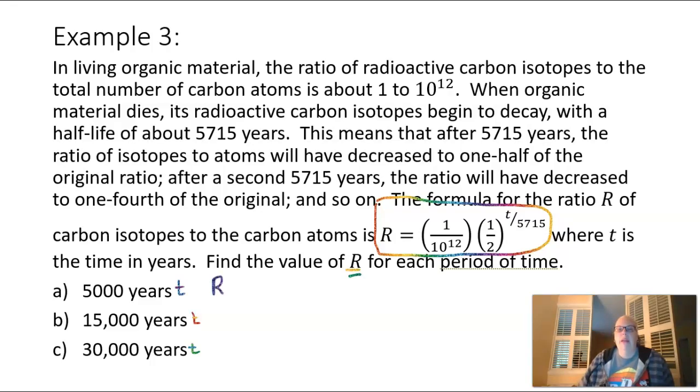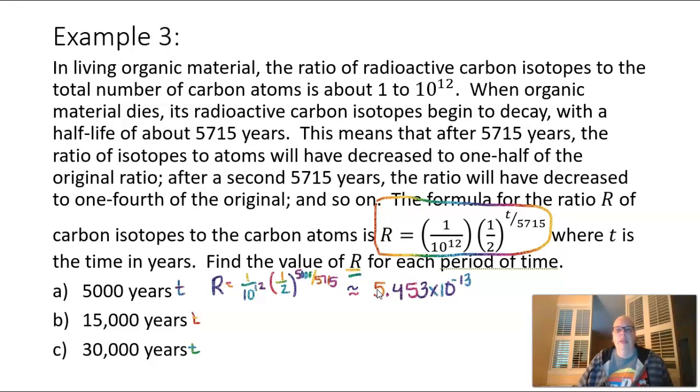So for part A, R is going to be 1 over 10 to the power of 12 times 1/2 to the power of 5,000 divided by 5,715, and we'll put that in the calculator, and we'll round this out to 3 decimal places and see what we get. And my calculator has this in scientific notation. I have 5.453 times 10 to the power -13.